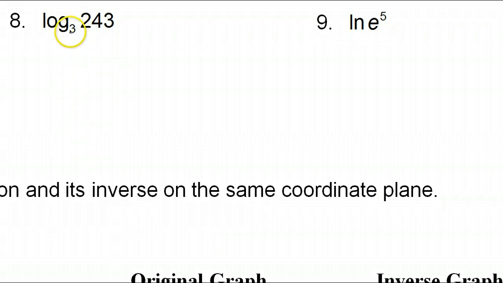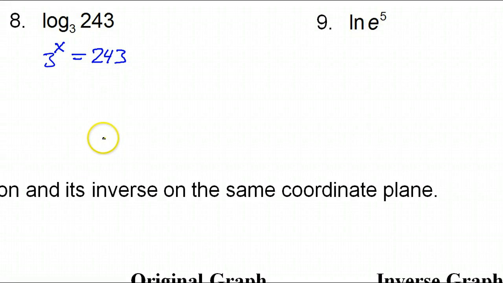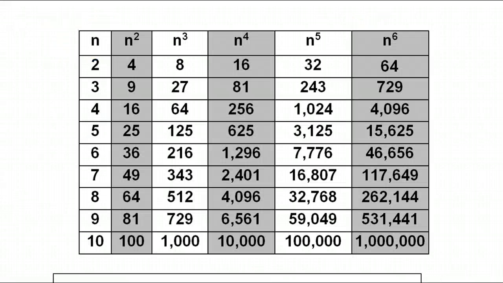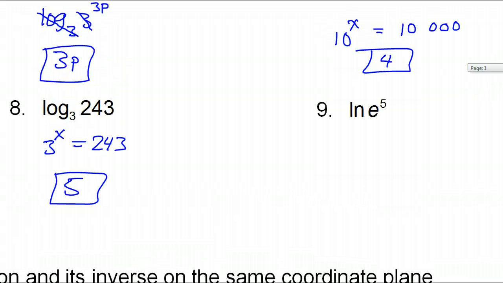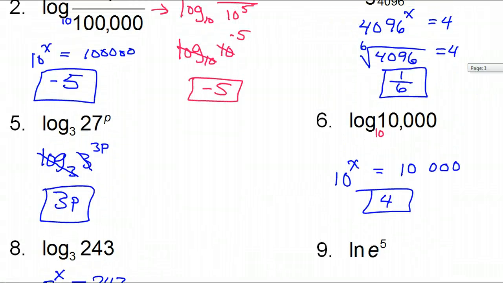Anyway, ask yourself the question. 3 to what power is equal to 243? Not sure. 3, 243, that's the 5th power. So, it's got to be 5. Plain and simple.